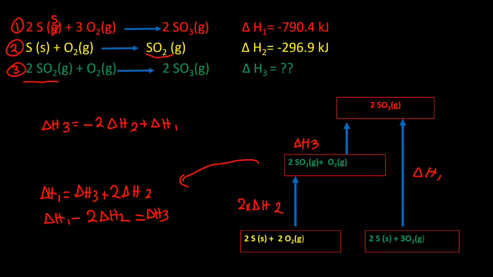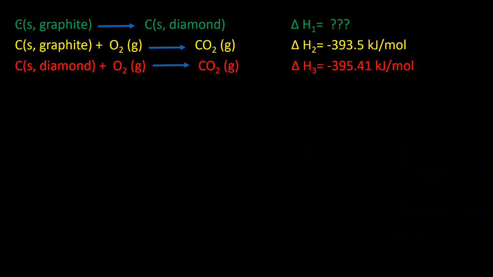Let's look at another example. In this example, we have carbon in the form of graphite becomes carbon in the form of diamond, and we don't have delta H for this reaction. And we name this one reaction number 1.